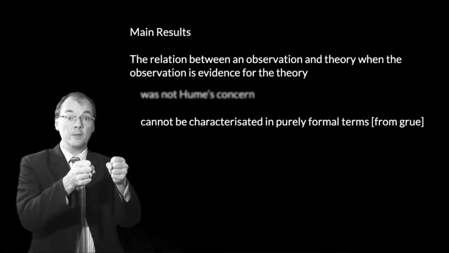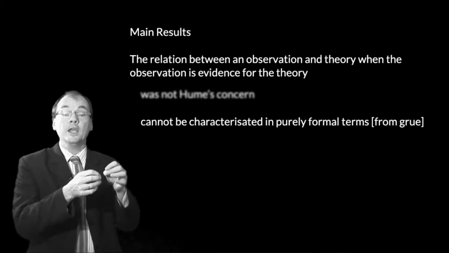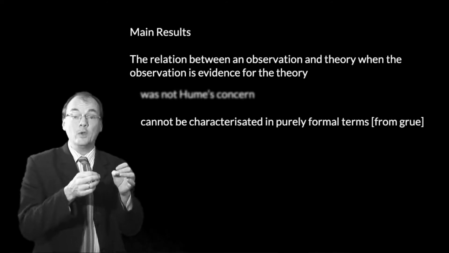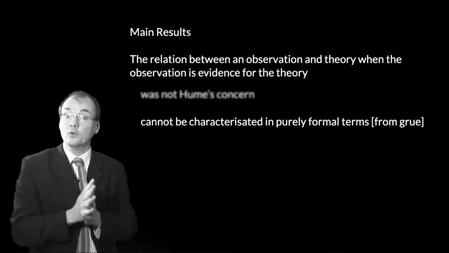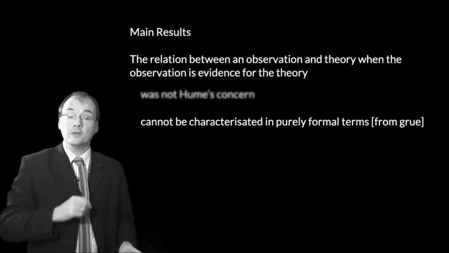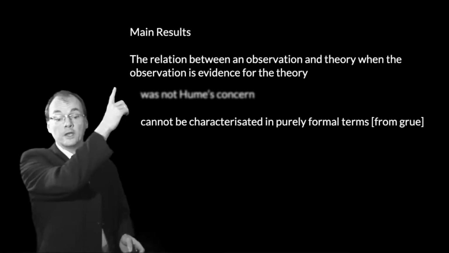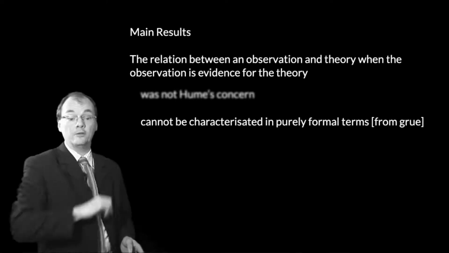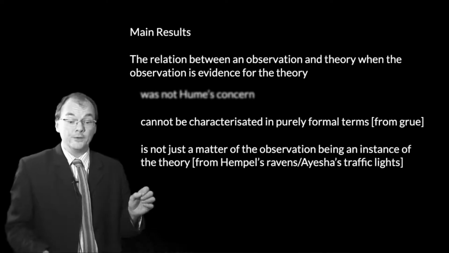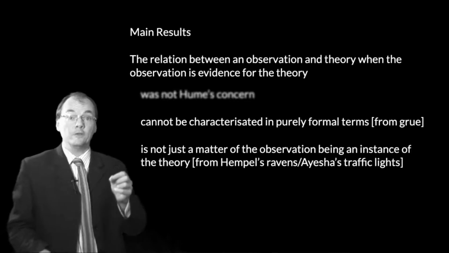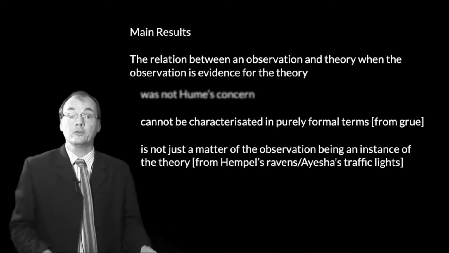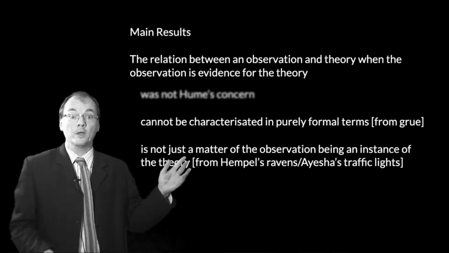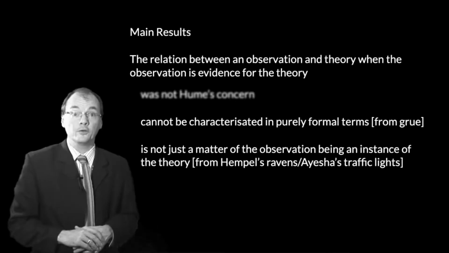The second main result is that we cannot characterise this relation, the relation that holds between an observation and a theory when the observation is evidence for the theory, in purely formal terms. We know that from the discussion of grue and what Nelson Goodman called the new riddle of induction. So that's a nice result for us because it tells us that there's something interesting and deep to say about this relation. We also know that an observation's being evidence for a theory is not just a matter of the observation being an instance of the theory. And that was shown to us by what I called Hempel's ravens or Ayesha's traffic lights.